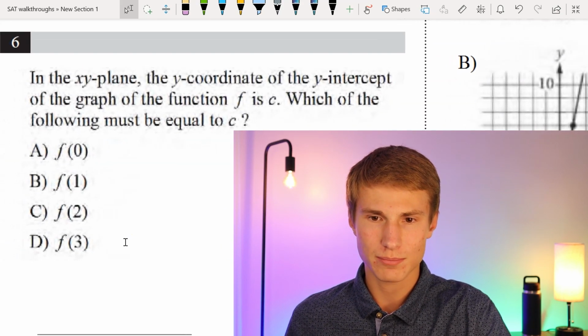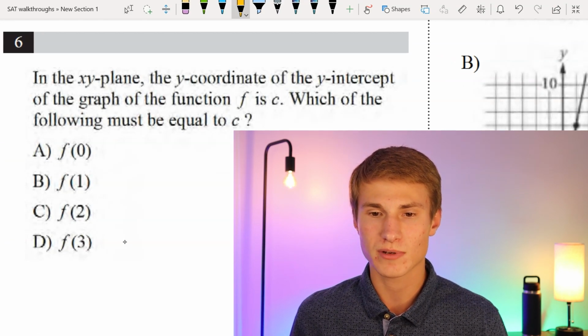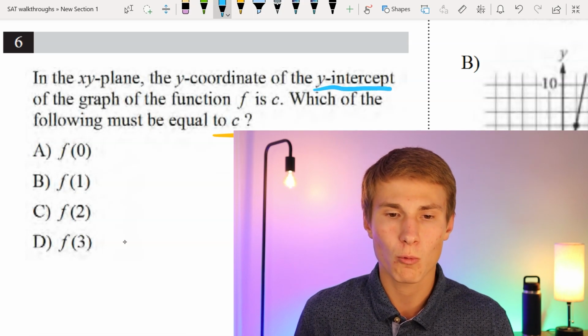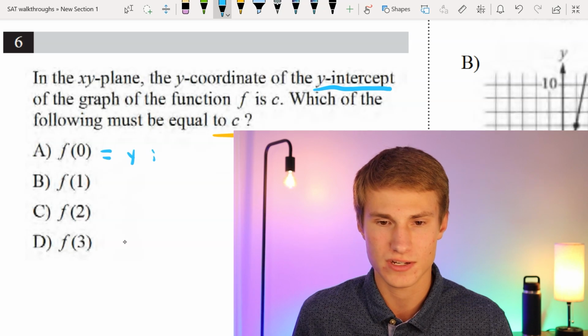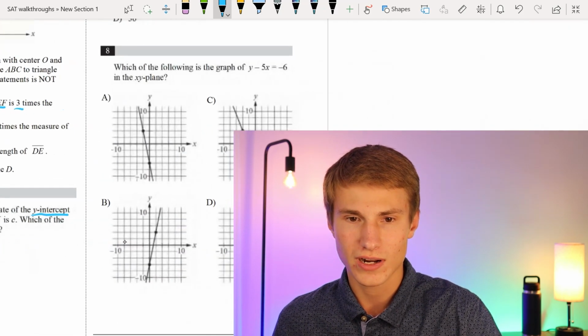All right, so we've got, in the xy plane, the y-coordinate of the y-intercept of the graph of the function f is C. Which of the following must be equal to C? Key thing we've got to understand here is that our y-intercept is equal to f of 0. Once you know that, you see your answer is going to be A. Number 6 is pretty simple. Moving on to number 7 now.